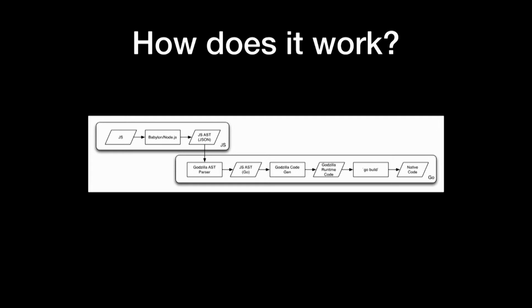So how does that work? There are two parts of the compilation pipeline. The first part uses a library called Babylon.js, which is part of Babel.js, to compile the JavaScript code into a JavaScript abstract syntax tree in JSON format. Then it passes this AST into the Godzilla AST parser. From there, a Godzilla code generator generates Go source code. And then finally, it runs Go build or Go run to run your code.